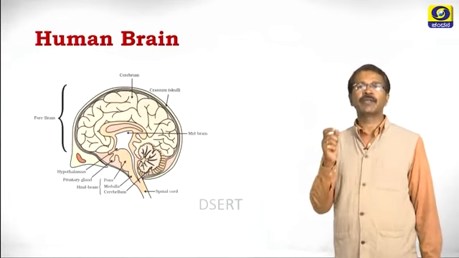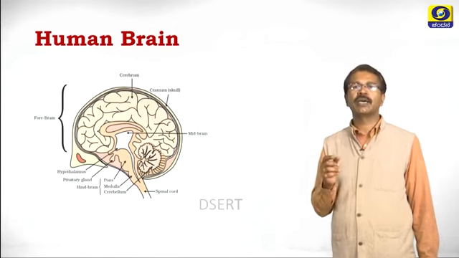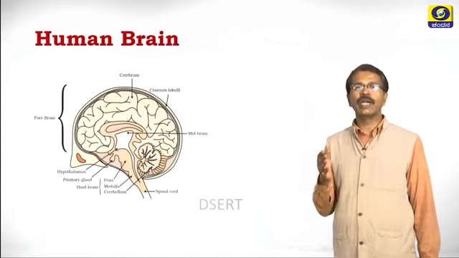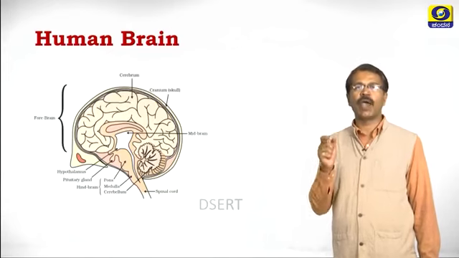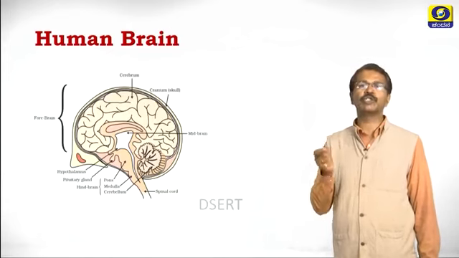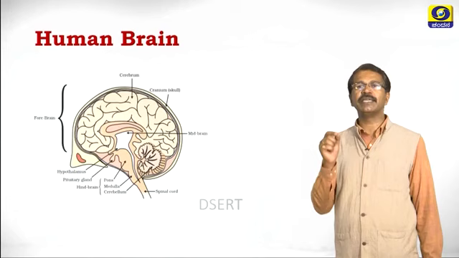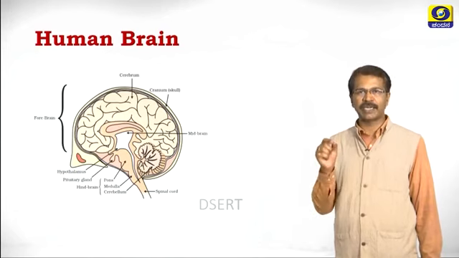This brain consists of three important parts, that is forebrain, midbrain and hindbrain. Students, this diagram is there for you to practice. Hope all of you have practiced very well. Though it appears to be very complex, it is very easy for you to write if you practice.